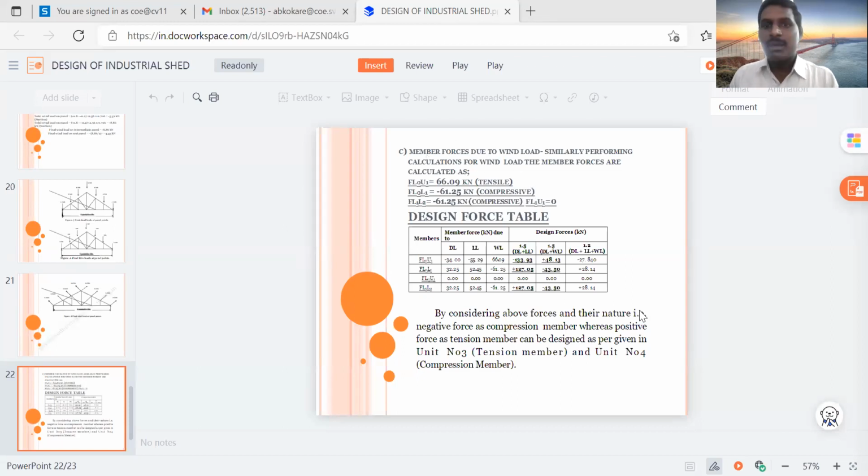Actually, by adding this load you will get the member size. The member may be a compression member or tensile member, principal rafter, sling member, strut member, or tie member. Whatever members are there in the roof truss, those members are designed directly by considering the load in the software. So we have to put this load into the software. Okay, so this is nothing but the design of industrial shed.